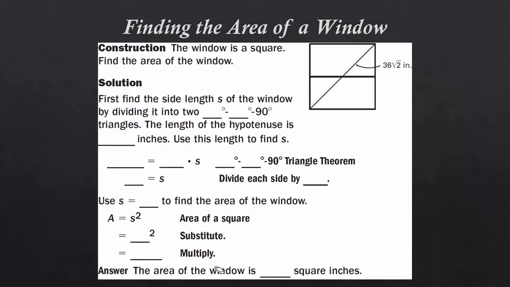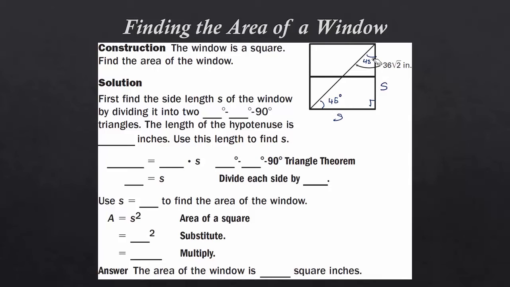Example 3, finding the area of a window. The window is a square. Find the area of the window. If it's a square, then all sides of this window have the same measure, which means that this is an isosceles triangle, which means that this is also a 45-45-90 triangle.